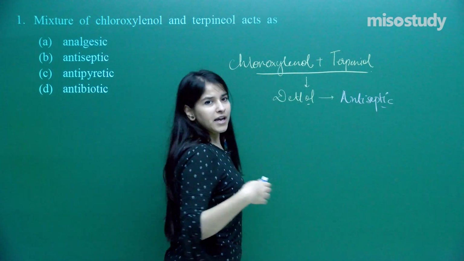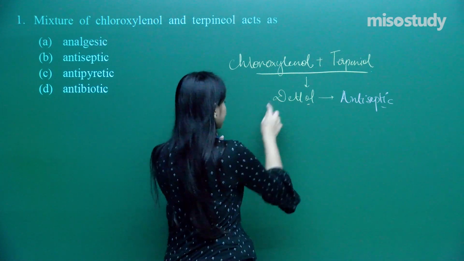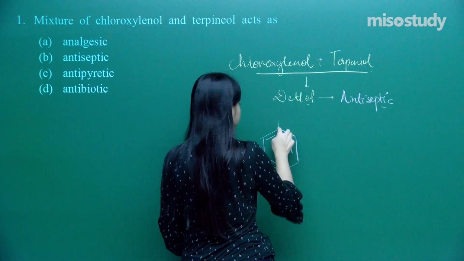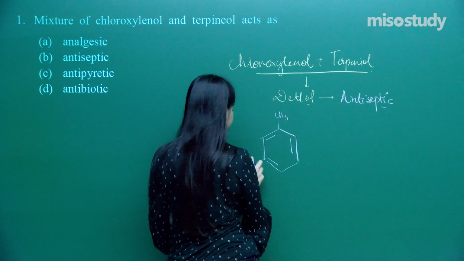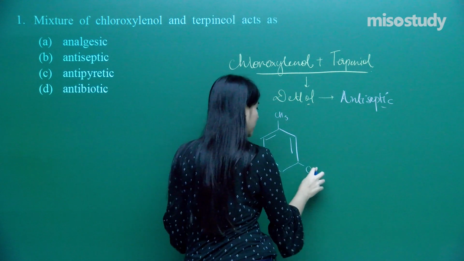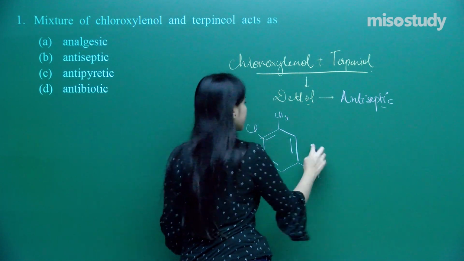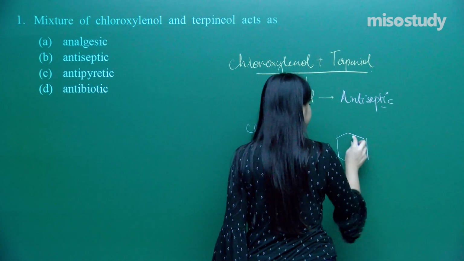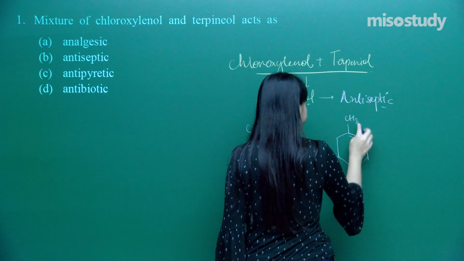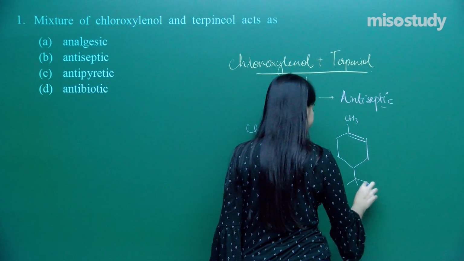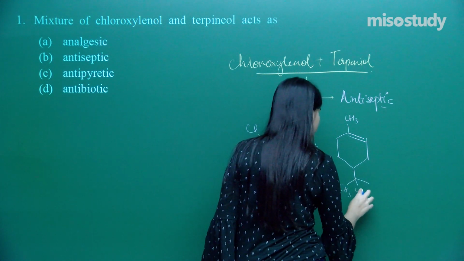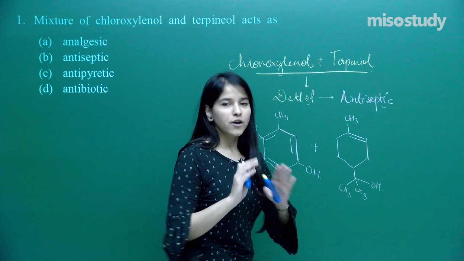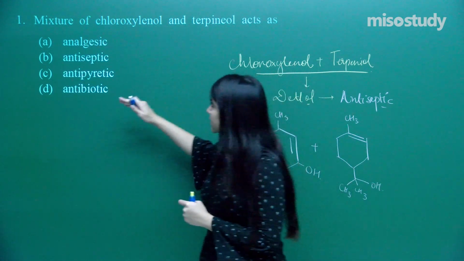So we are clear with the answer. Let us just have a practice of the structures once again. So what is chloroxylenol? Xylene you need to draw, and that too metaxylene, along with OH and Cl. Terpineol will be something like this, CH3 and the last one is OH over here. So that is terpineol. So I hope you all have got it right. We have got the answer as well.